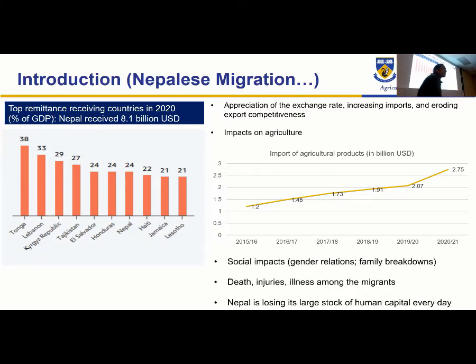Apart from that, this overseas migration has also made social impacts, like it has transformed gender relations and also contributed to family backgrounds. And many migrants either die in the overseas destination, or those who return, many of them return with injuries and physical or mental illness. And most importantly, Nepal is losing its large stock of human capital every day with this overseas migration.